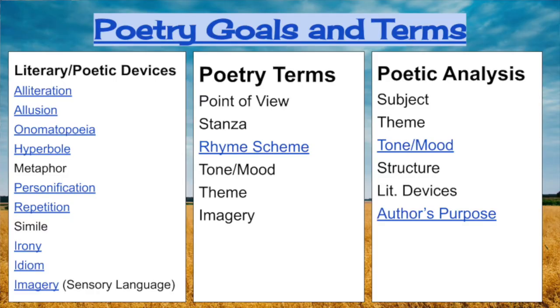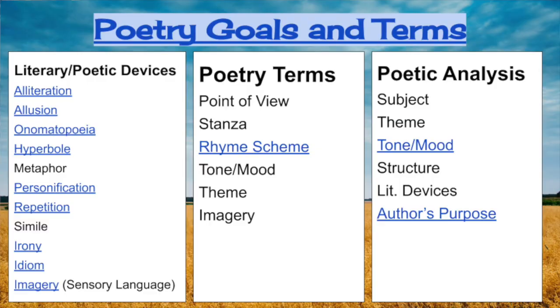The poetry goals and terms that we have for this unit are as follows. After this poetry unit, we want you to be able to define, recognize, and use various literary devices, including alliteration, allusion, onomatopoeia, hyperbole, metaphor, personification, repetition, simile, irony, idiom, and imagery, or sensory language or descriptive language, depending on who's using it and when. We also want you to be able to recognize the point of view, know the difference between stanzas and couplets. We want you to be able to identify and utilize rhyme scheme, be able to identify tone and mood in a poem, recognize a theme in a poem.